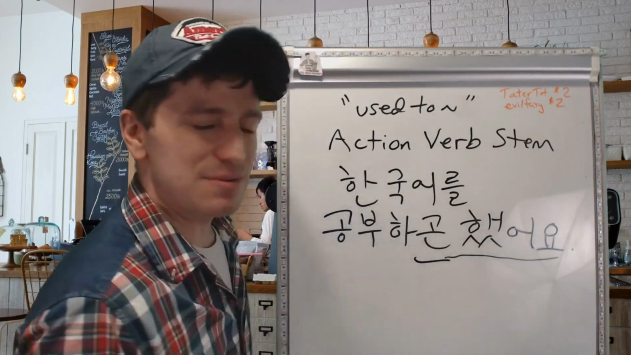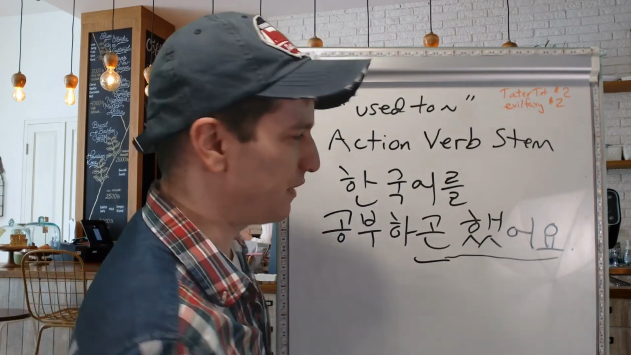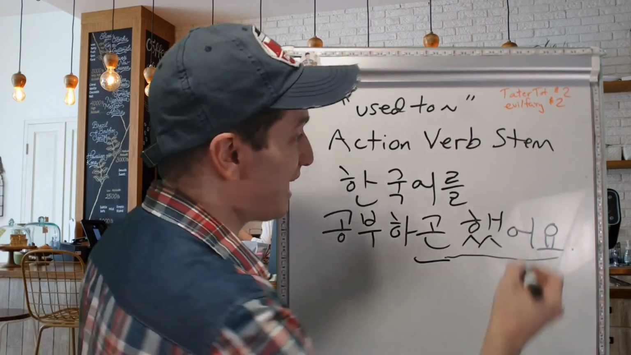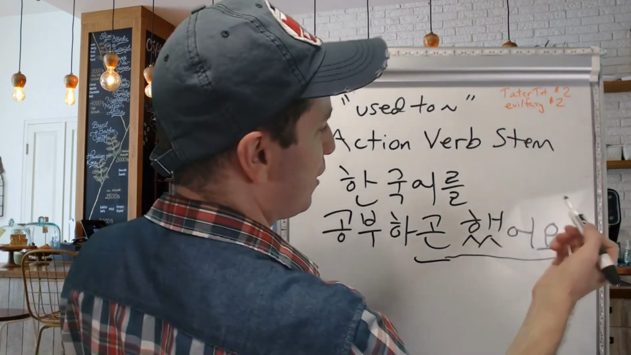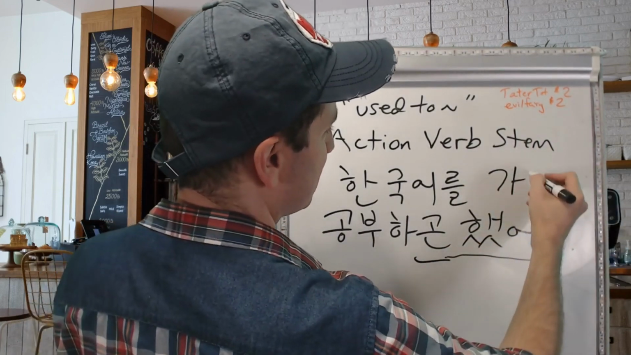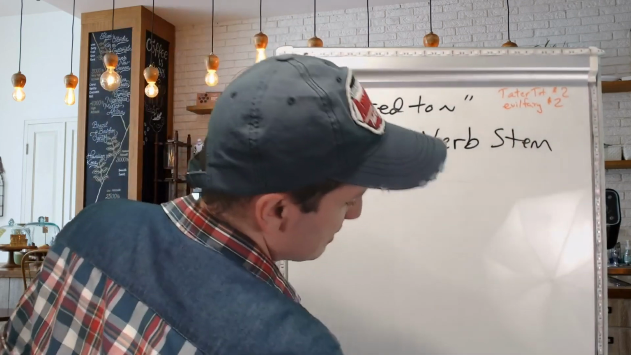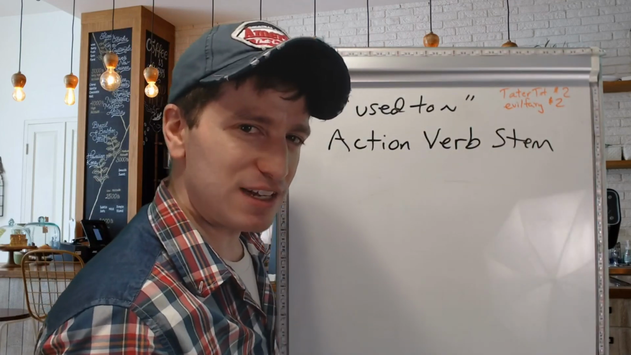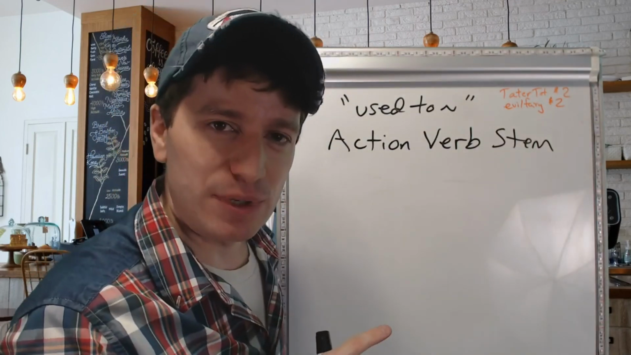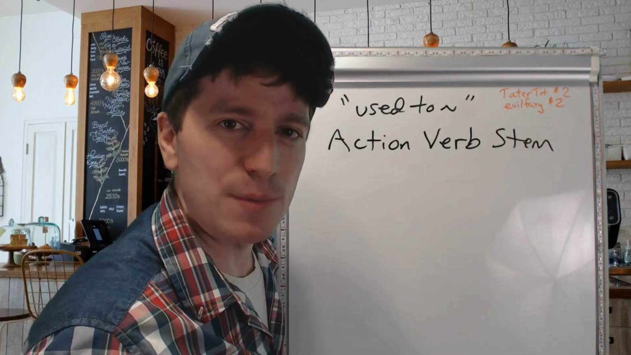Now, because this means something that's done frequently or often, you'll often see this used together with words that mean frequently or often, such as 가끔, sometimes, or 자주, often. This form doesn't have to be in the past tense. You might also see it in the present tense. And the double past tense that we learned before is still the much more common way to say used to.